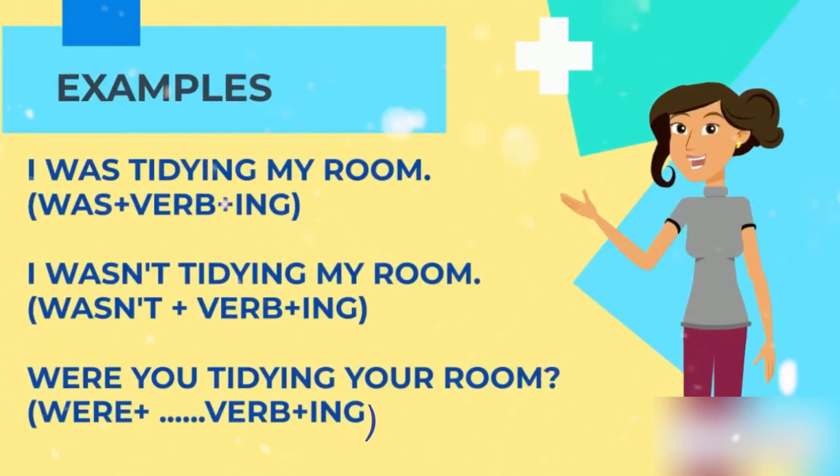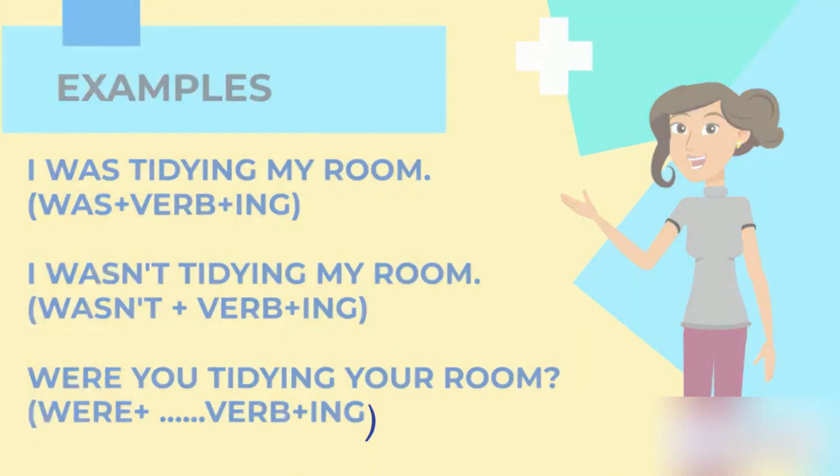Now let's revise. I was tidying my room, positive statement. I wasn't tidying my room, negative statement. Were you tidying your room, question form. All these sentences are made with the past continuous.